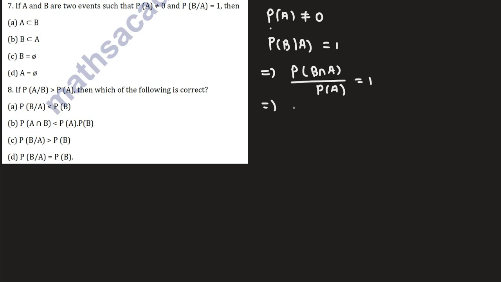So now we have probability of A intersection B is the same as probability of A. So we have two events and their probabilities are the same. So we want to say that the set A intersection B will be equal to A. When is it possible? If we know that A is a subset of B. When A is a subset of B, then A intersection B should be equal to A. So from here we can say that option A is the correct option: A is a subset of B.